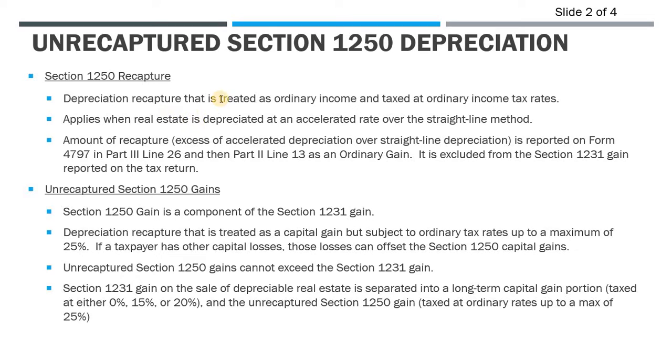So if you had property that was placed into service, let's say in the early 80s, when these rules were still allowed, and you sell it, you might have some Section 1250 recapture, which is going to be ordinary, and that's the excess of the accelerated over what the straight line method would have been. And where we would see that reported on the 4797 is this location here, right? In Part 3, line 26, and then ultimately on Part 2, line 13.